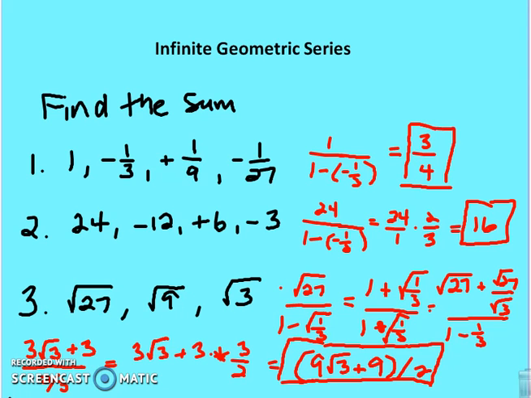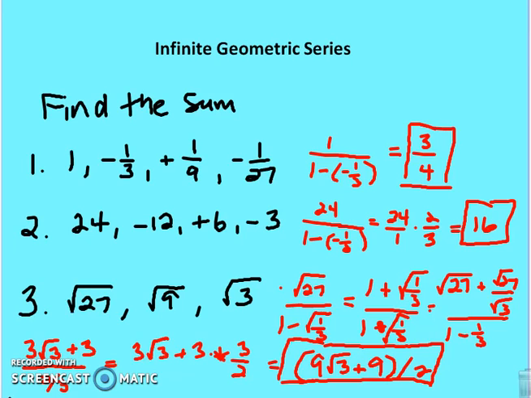Number 2, the common ratio is going to be negative 1/2. 1 minus negative 1/2 is going to be 3/2. 24 divided by 3/2 is 24 times 2/3, which is equal to 16. Last one, the ratio is the square root of 1/3, which is root 3 over 3.